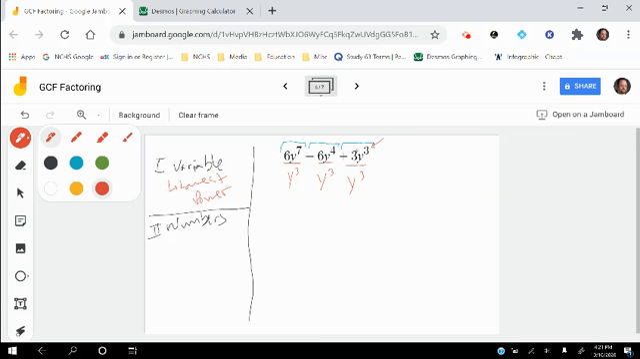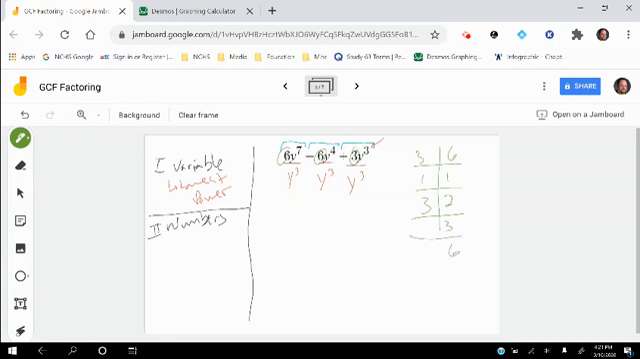Now I'm going to look at the numbers. So 6, 6, and 3. So 3 and 6. Well, that's 1 and 3. That's 1, 2, 3, and 6. So I have empty spaces. So I have 1s and I have 3s. So 3 is my GCF. So I'm going to drop a 3 down.